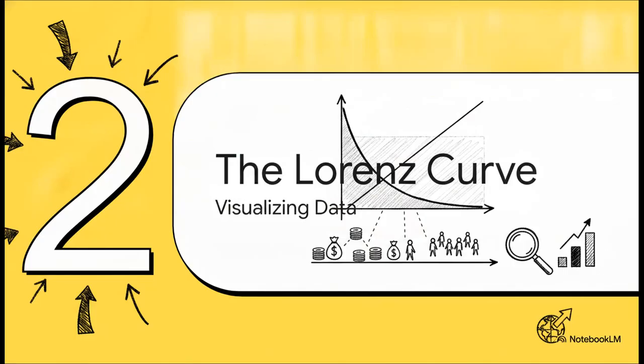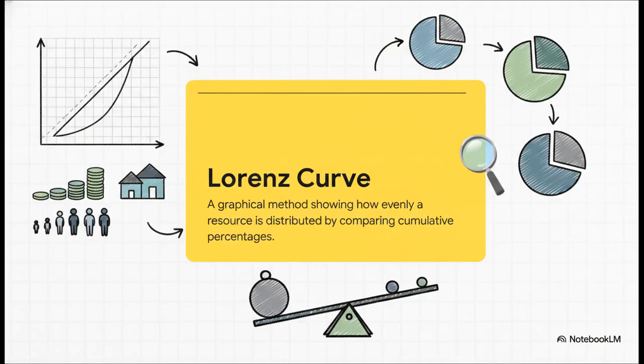Which leads us perfectly into Section 2, the Lorenz curve. Now, this curve is really the foundation for almost everything that follows when we study population and wealth. It introduces our first major concept, which is visually representing inequality. Put simply, this curve helps us see exactly how evenly or unevenly something is shared among a group. And it works by comparing cumulative percentages.